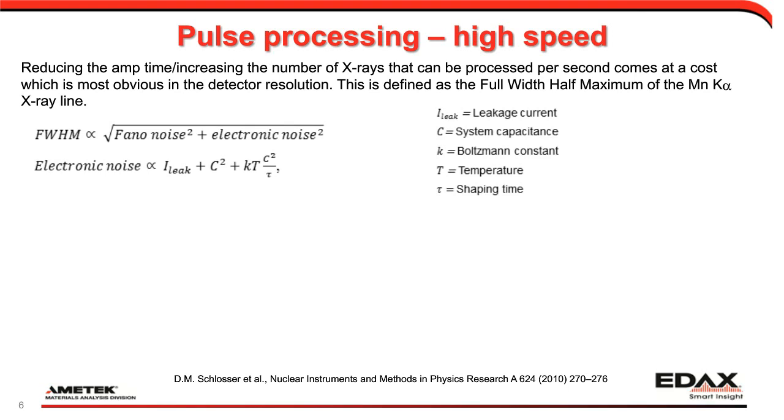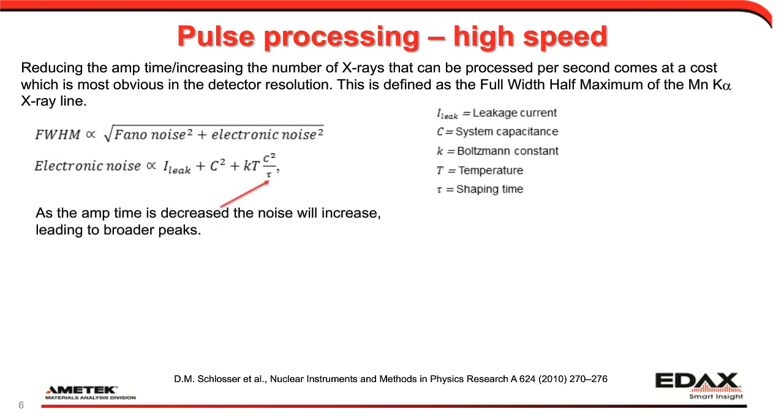But basically, the full width half maximum of manganese K alpha depends on the Fano noise, which is an inherent physical limitation around 119, 120 eV, and then the electronic noise in the system. The electronic noise depends on the leakage current in the device, which is inherent to each single device, the system capacitance, and then we have a temperature and shaping time dependent term. So we can see when we change the shaping time, or the amp time, to a lower value, we will increase the noise in the system and we will get a broader manganese K alpha peak.